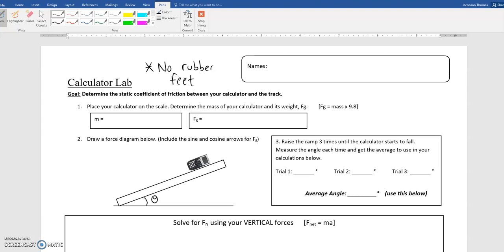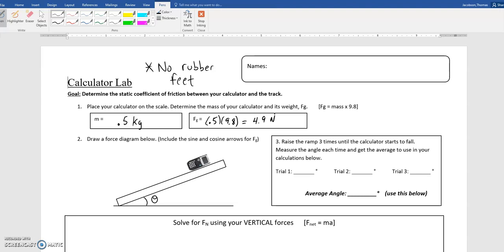First thing you're going to do is place your calculator on the scale. I'm just going to make up a number here. So let's just pretend that your calculator has a mass of 0.5 kilograms. Fg is going to be your mass, 0.5 times 9.8, which is 4.9 newtons. And then you're going to put your calculator on top of your ramp.